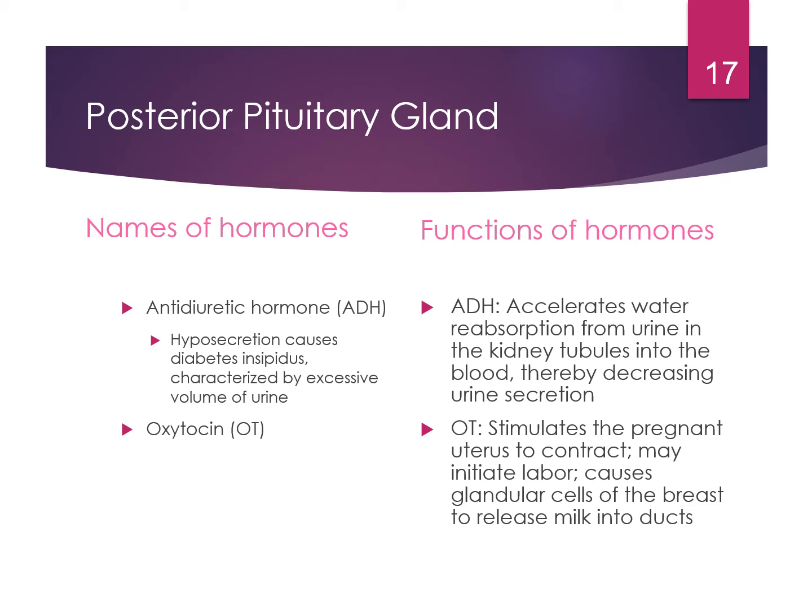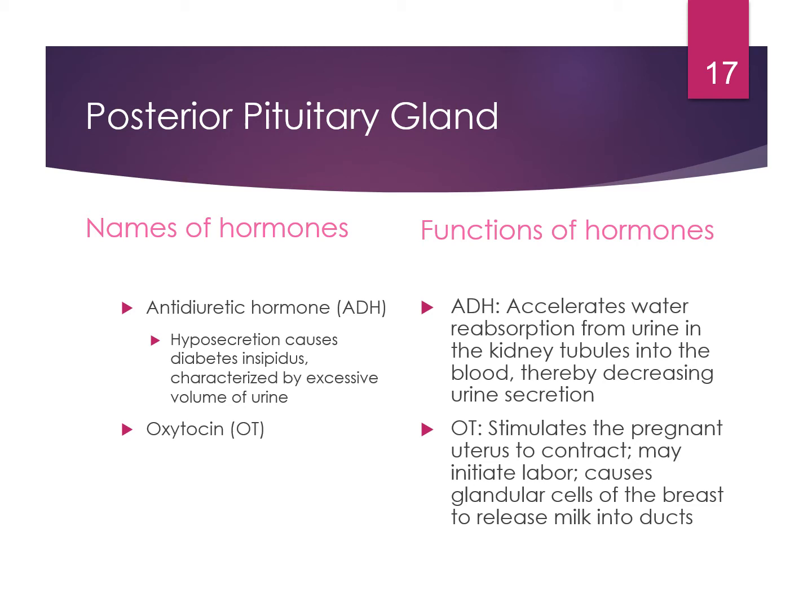Hyposecretion of antidiuretic hormone causes diabetes insipidus, which is characterized by excessive volume of urine. Oxytocin stimulates the uterus to contract during childbirth and after childbirth to actually birth the placenta. It also causes glandular cells of the breast to release milk into the mammary ducts.